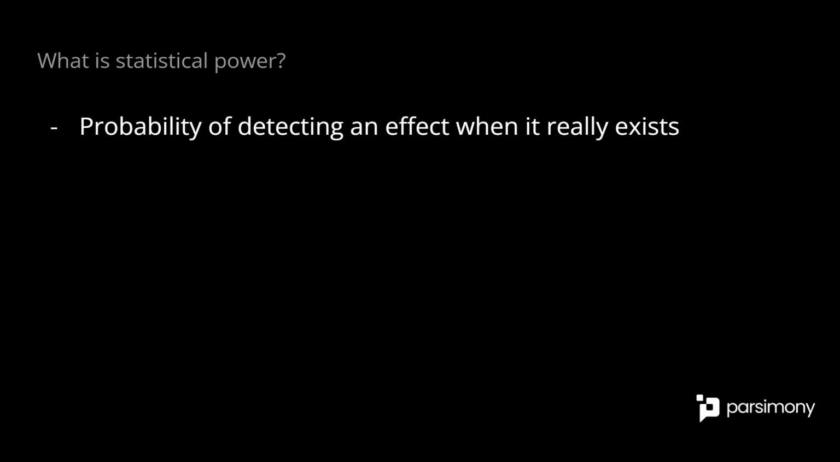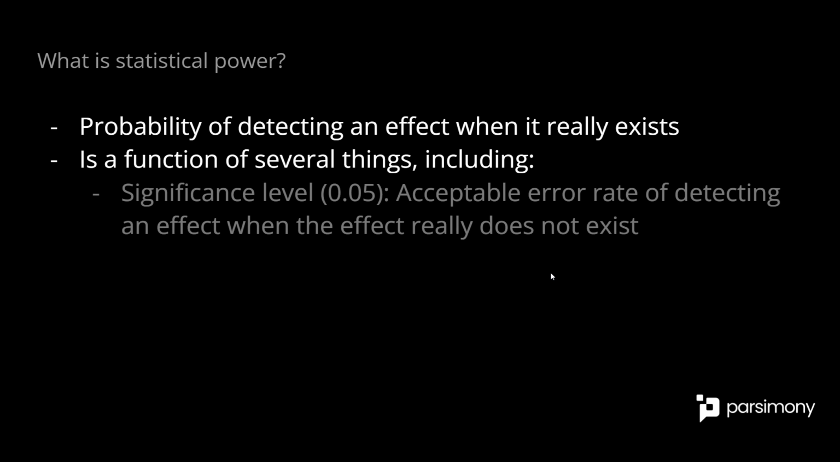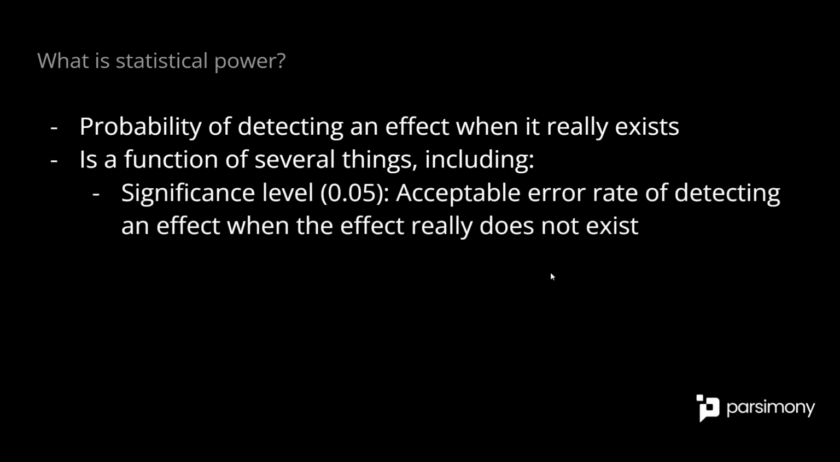So based on that definition, it's clear that we want a lot of statistical power, right? We want a high probability that we detect an effect when it actually exists in real life. Your client probably assumes that the program is effective, and so you want a high likelihood of picking up that effect. And statistical power is a function of several things, including the significance level, which is often set at 0.05 or 5%. What the significance level is, is the acceptable rate or probability that you're willing to accept that you may detect an effect when in real life it doesn't exist.